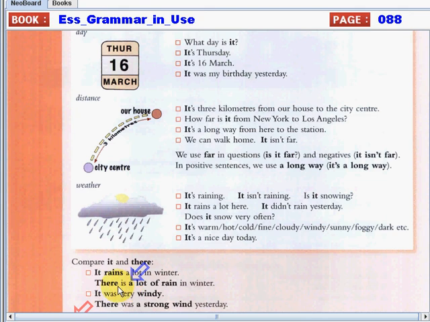So let's go now to the next example. It was very windy. There was a strong wind yesterday. Same, we are saying that it was very windy and there was a strong wind yesterday. So with "there" we are stating that this sentence is true or it is already done.